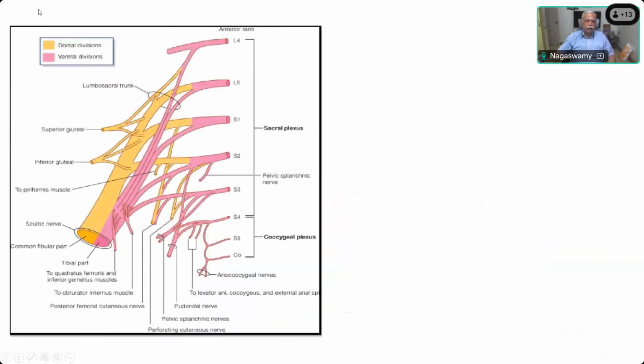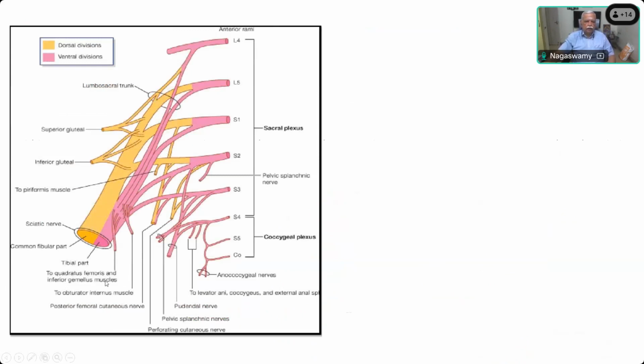So this is another picture to show the dorsal and ventral divisions. Instead of saying anterior and posterior, the spinal nerves are always called dorsal rami and ventral rami. Dorsal rami or ventral rami, instead of anterior and posterior, will be a better description. So the yellow ones are all dorsal rami, the pink ones are the ventral rami, and that is how the whole thing forms. So all the ventral rami contribute mainly to the tibial component. And all the dorsal rami go to form the common peroneal or fibular component.